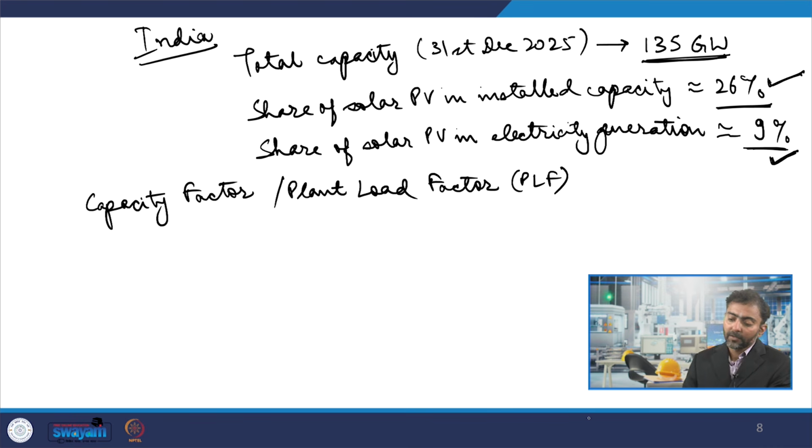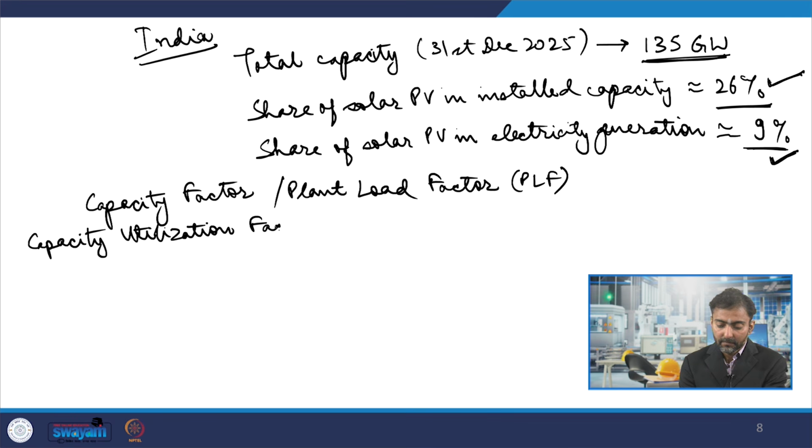The capacity factor or the plant load factor, also sometimes called the plant utilization factor, shows that for a given facility which we have installed for power generation, how good is the utilization of that particular facility. For that matter, it is also known as the capacity utilization factor, or CUF in short. So CUF, PLF, or capacity factor are all synonyms.